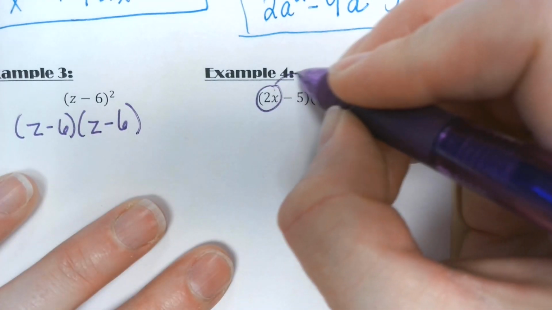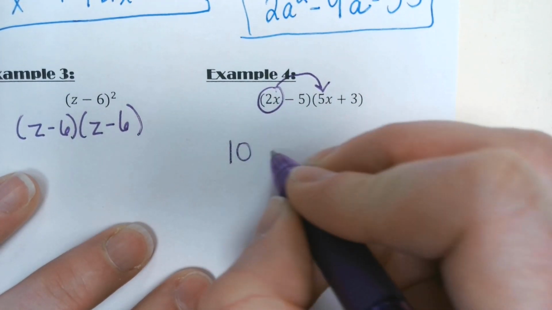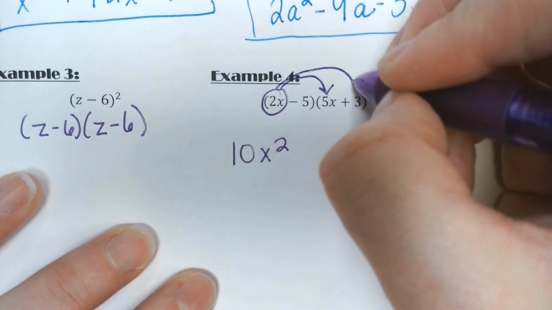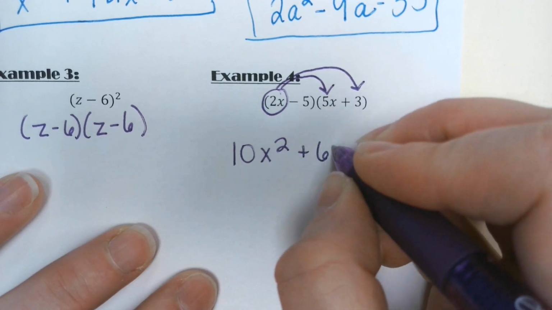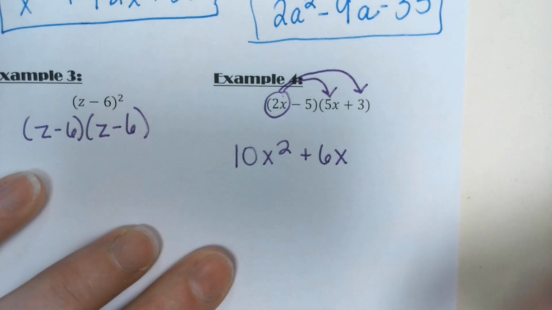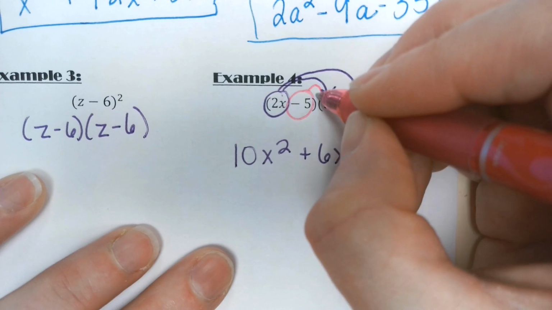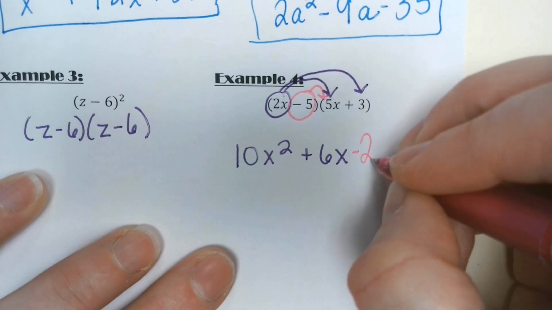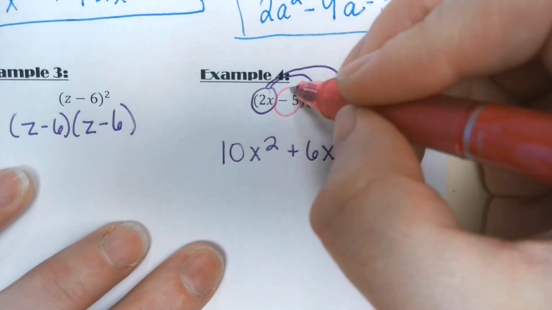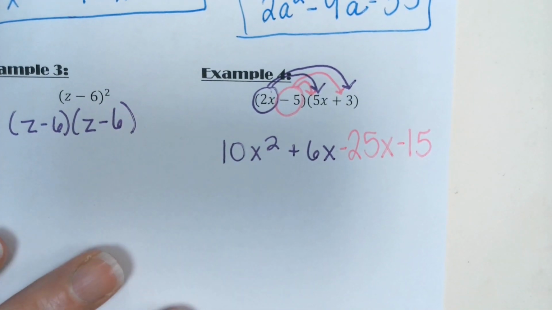So I distribute the 2x times 5x. 2 times 5 is 10. Then we have x squared. 2x times 3 is 6x, because it's 2 times 3 is 6. Then we distribute the negative 5. Negative 5 times 5x is negative 25x. Negative 5 times 3 is negative 15. There's no more x's there.